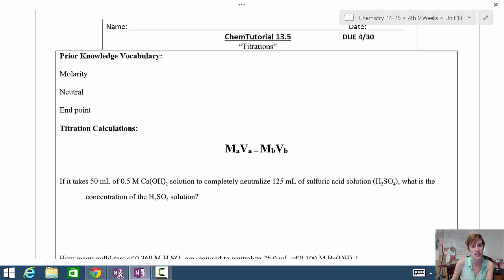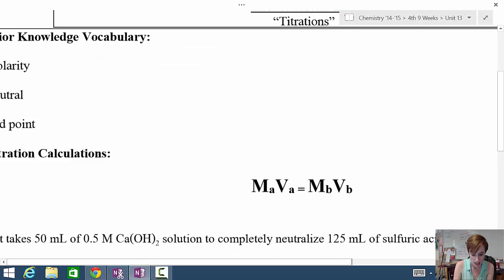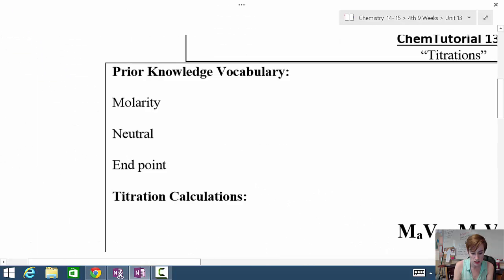The first one is molarity, which we have talked about before. Molarity is really just referring to the concentration of a solution.